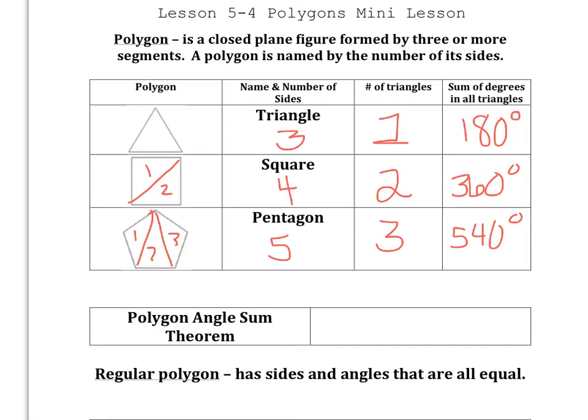And so that pattern allows us to determine the angle relationship or the angle sum of all angles in the figure. So this is known as the polygon angle sum theorem. And what it tells us is that the angle sum will be equal to n minus 2 times 180, where n is the number of sides.